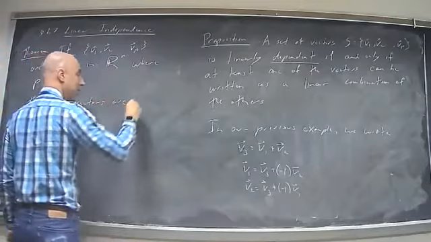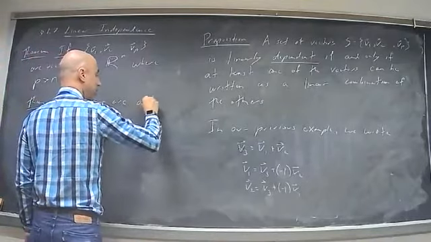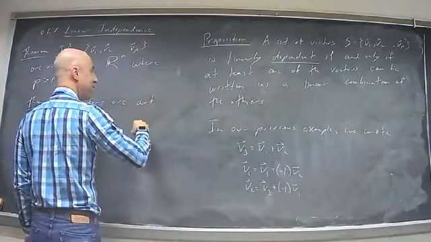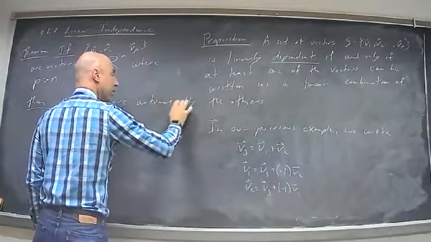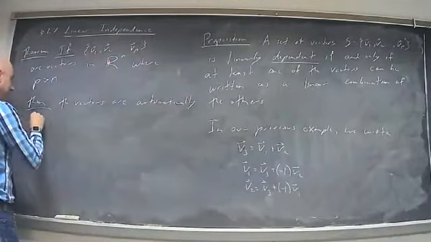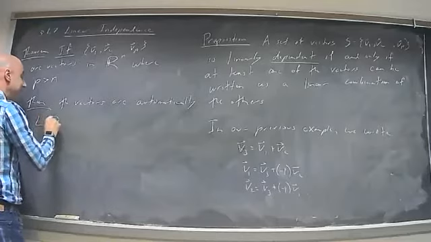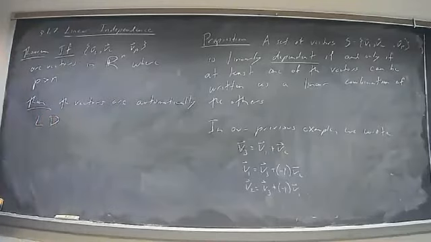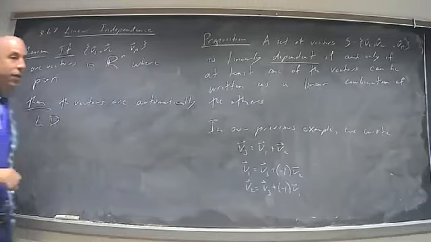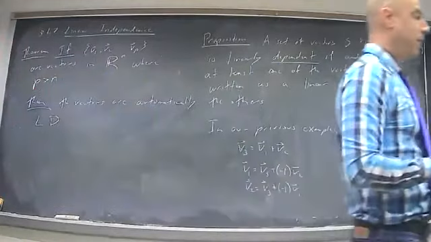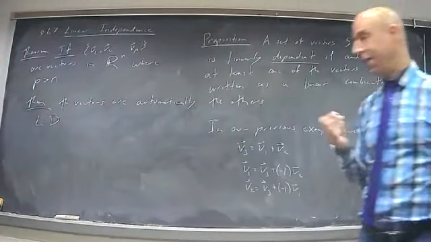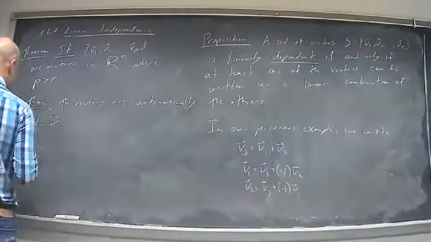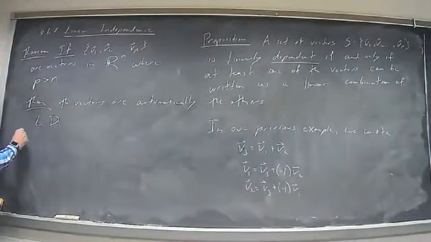are automatically, I'm going to put the word automatically in, even though that's not really a very formal word, linearly dependent. You have more vectors than the dimension of the space here. The vectors are automatically linearly dependent. Let's take a look at the proof.